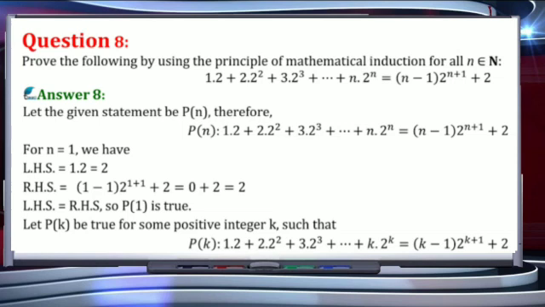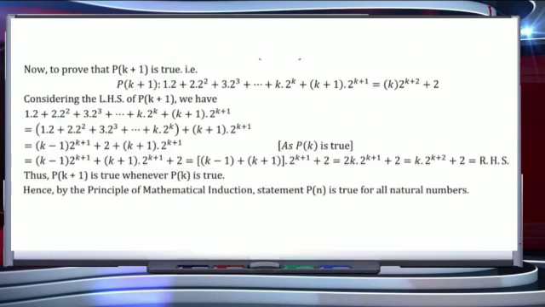As you can see, LHS is equal to RHS, hence our P of 1 is true. Next, let us consider that P of k is true for some positive integer k, such that the whole P of n can be defined for P of k also. Just interchange n as k.